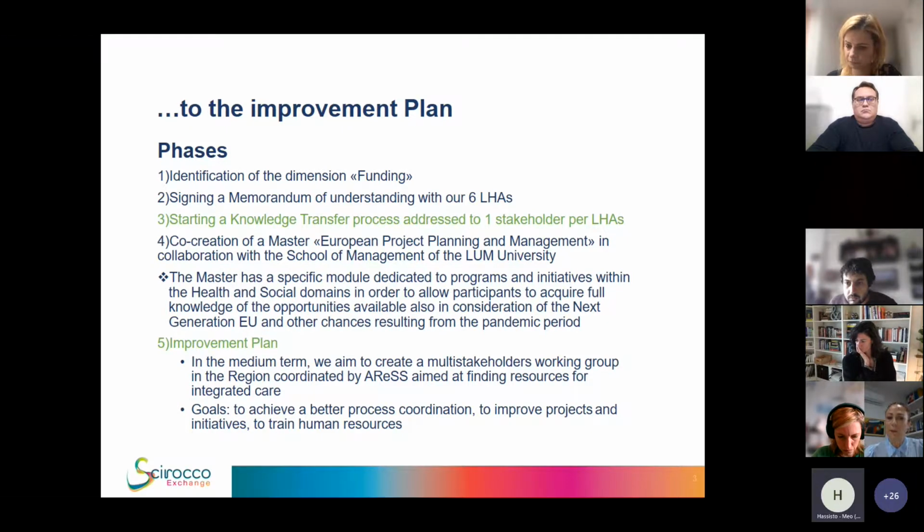So in the improvement plan, we foresee in the medium term, we hope to create a multi-stakeholder working group in the region coordinated by our agency, and of course to improve process coordination, the quality of projects and initiatives in integrated care, and the qualification of our human resources.